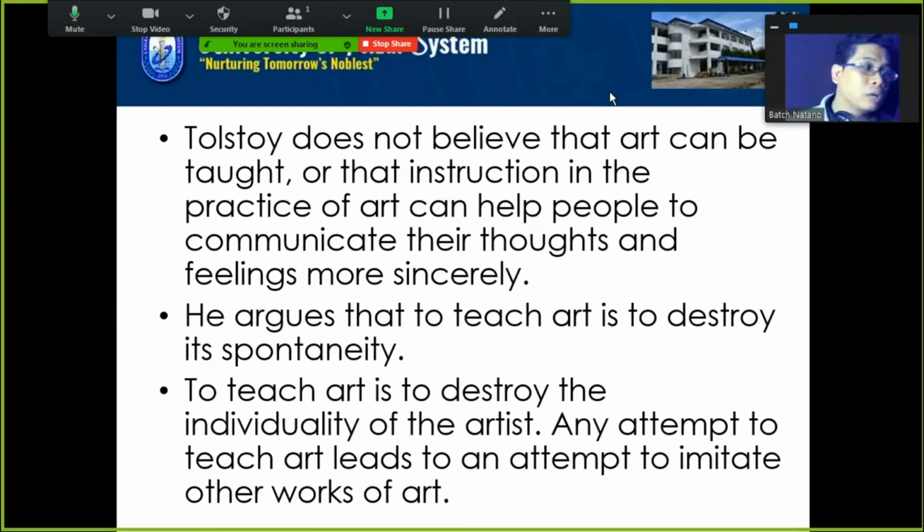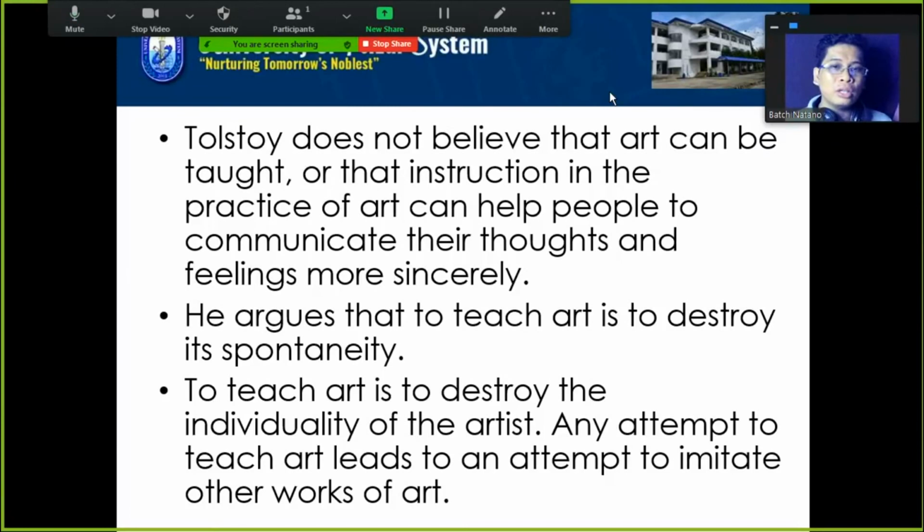Kung ikaw ay educator, kung ikaw ay teacher nagtuturo ng arts, literary arts, creative writing, or sa painting, sa fine arts, etc., and related in other forms of arts, maybe what a teacher can do is to just give an inspiration, 'di ba? Inspiration para makuha ng bata o makuha ng estudyante yung kung ano ba yung estilo na gusto niya. Okay? So he argues that to teach art is to destroy its spontaneity.